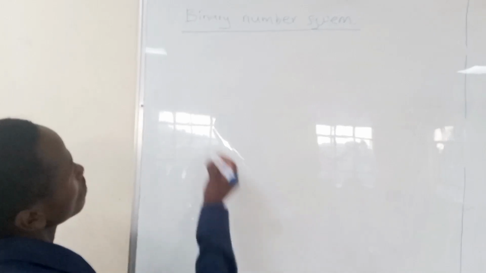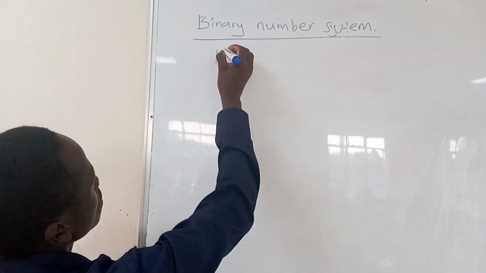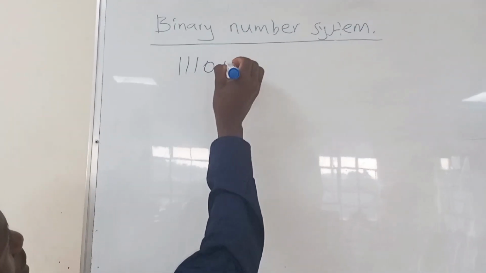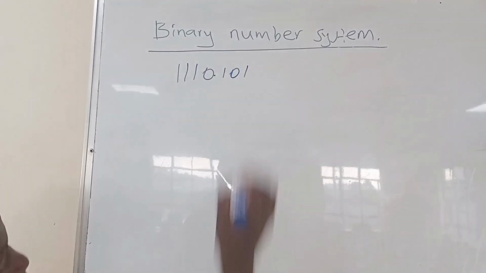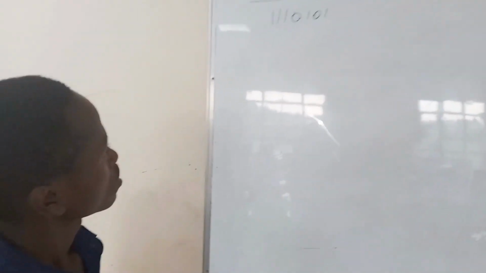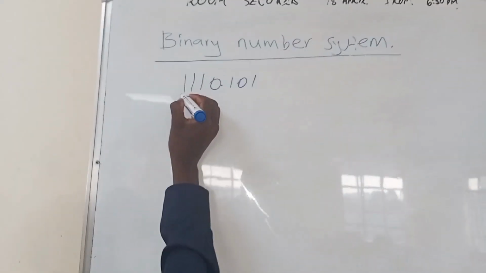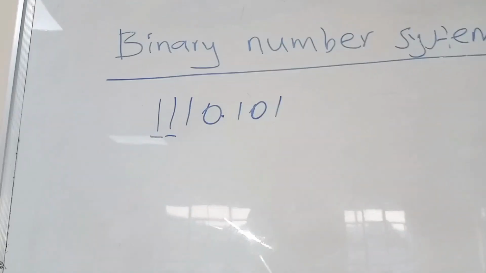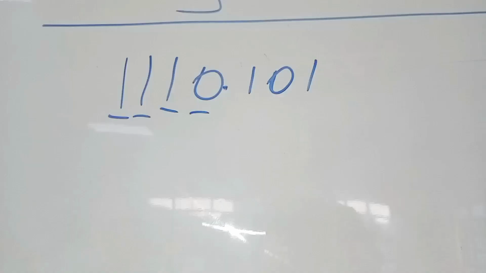Like for example, you are given this to convert into its corresponding binary number. And what you normally do is to come and check this one with its place value. You also check this one with the place value, all of them.